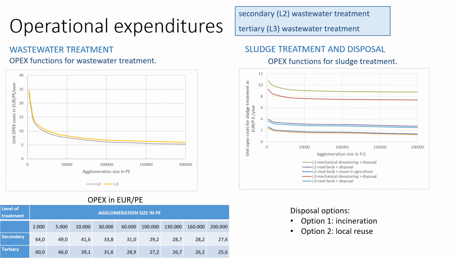And regarding sludge operational costs, they're highest for mechanical dewatering with incineration, while lowest are operational costs of sludge drying reed beds with local sludge reuse. Although investment costs in reed beds are higher, the operational costs are much lower, and experience shows that investment in reed beds can return in 7 to 10 years through the cost savings. We use 60 euro per ton for sludge incineration and 15 euros per ton for local reuse.